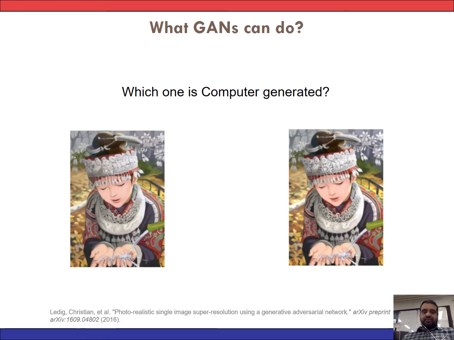Before going to the details of the generative adversarial network, let's see what a GAN can do. Here are two images on the left side and on the right side. Can we see which one is the real image and which one is the generated image? Visually we cannot differentiate between these two images. What I mean to say is GAN has the capability of generating very realistic images.